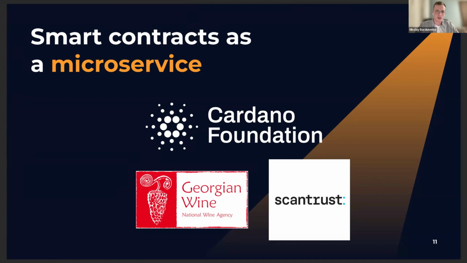Let's talk about some examples. I like this case. It's the cooperation of the Cardano blockchain, the National Wine Agency of Georgia, and ScanTrust. ScanTrust is a service for combating counterfeit products. To confirm the authenticity of premium wines, they are developing a supply control system which records the movement of wines in the blockchain. All these records cannot be compromised, and users can always be sure that they paid a lot of money for wine for a good reason.